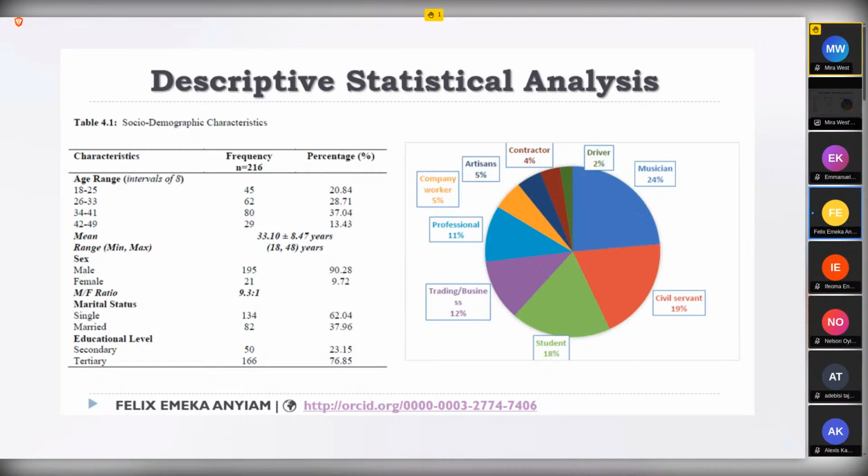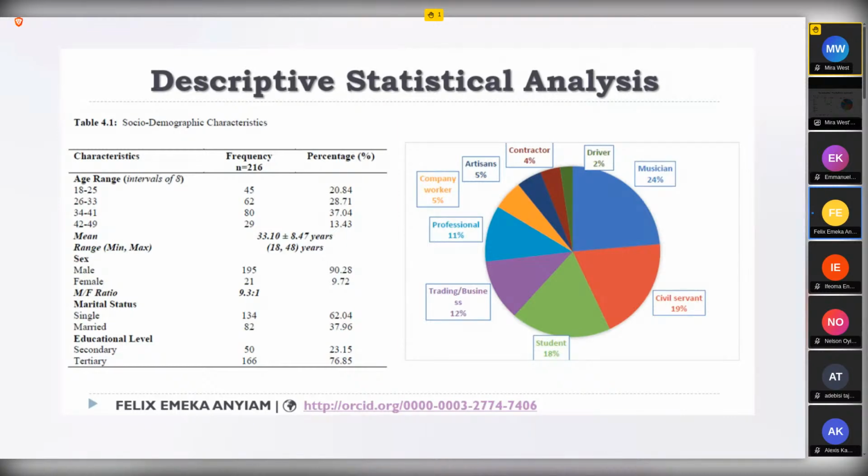No need inferring why there's more males than females. Just tell us, in this study, we have 90.28% of males and 9.72% of females, and you move on. It is during inferential statistics you will now begin to infer why one is higher than the other, why this is higher than this, why the data is the way it's looking. That's inferential statistics. For descriptive, you just describe the data the way it is.